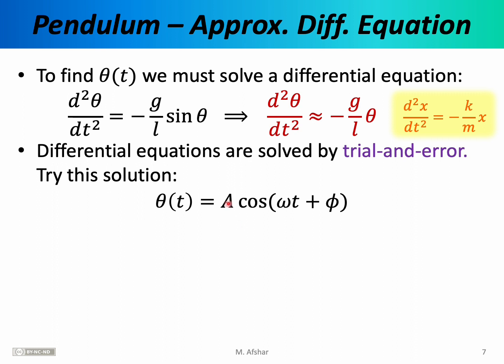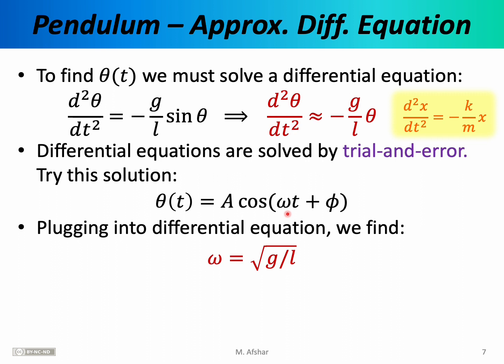Of course, there are three unknown parameters: the amplitude A, the angular frequency omega, and the phase constant phi. In order for this function to satisfy this differential equation, omega must be equal to plus or minus the square root of g over L. By convention, we choose the positive square root. This shouldn't be too surprising either.